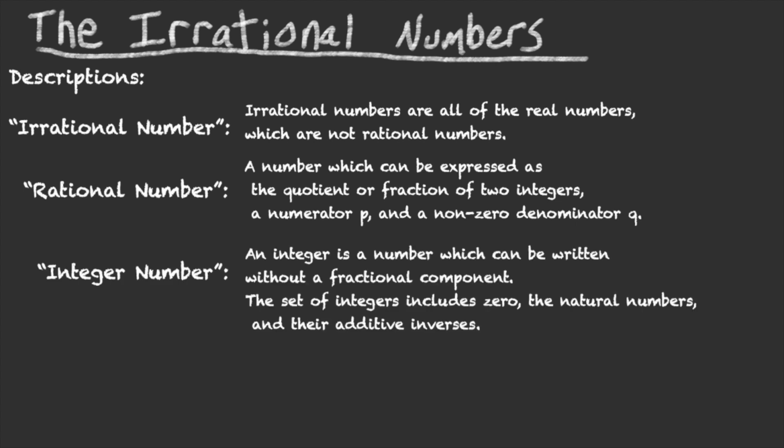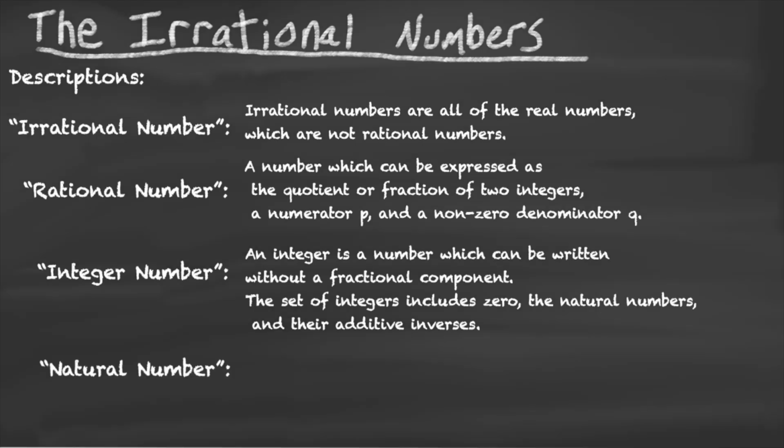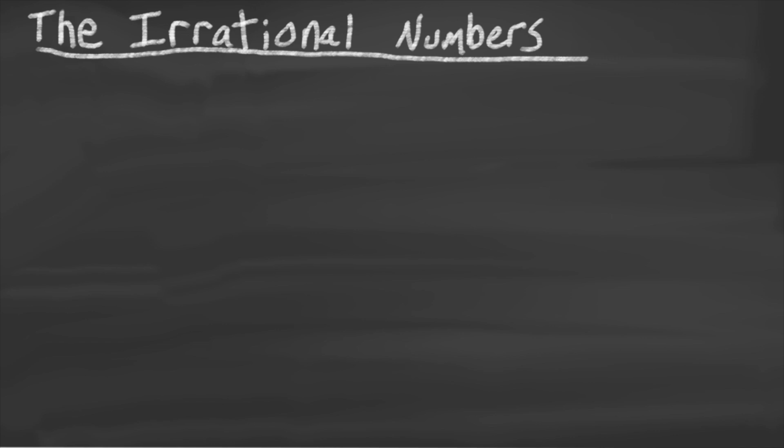An integer is a number which can be written without a fractional component. The set of integers includes 0, the natural numbers, and their additive inverses. Natural numbers: natural numbers are used for counting and ordering. When we started arithmetic addition, we were using the natural numbers, which can be denoted with this boldface N.